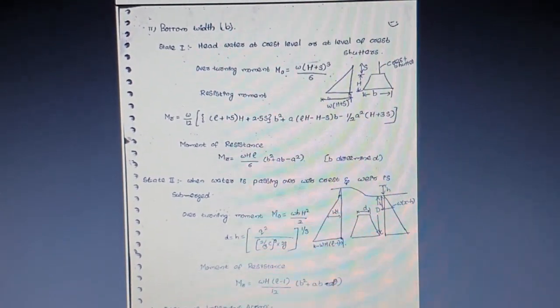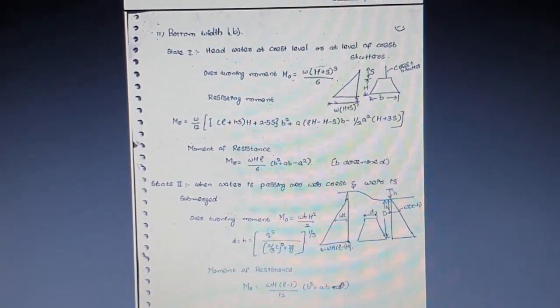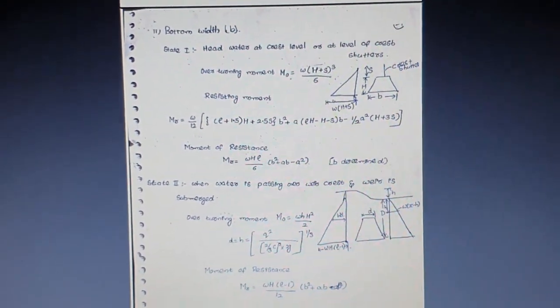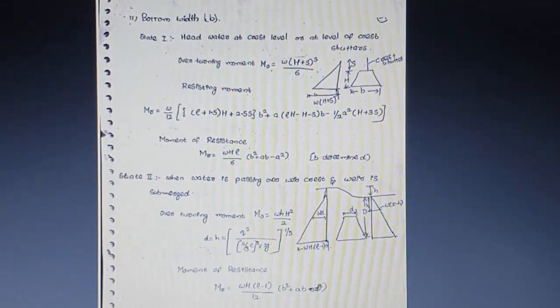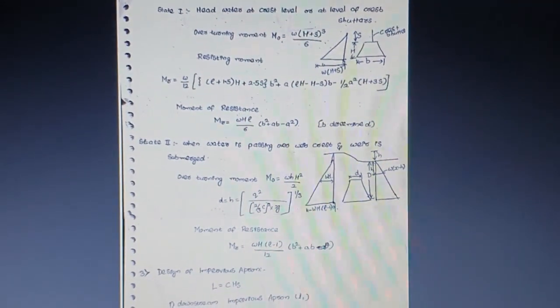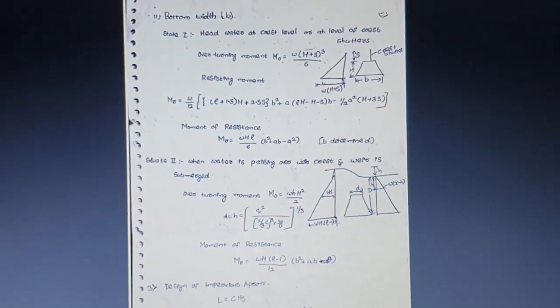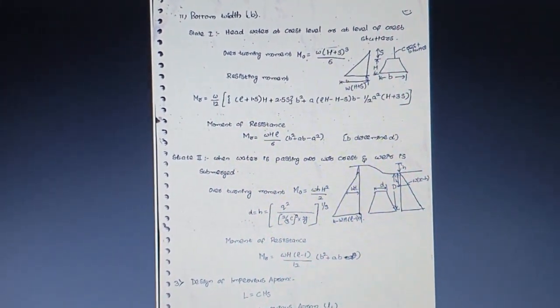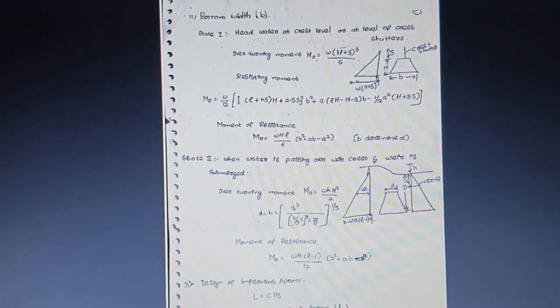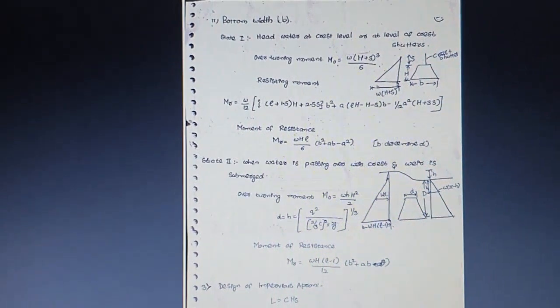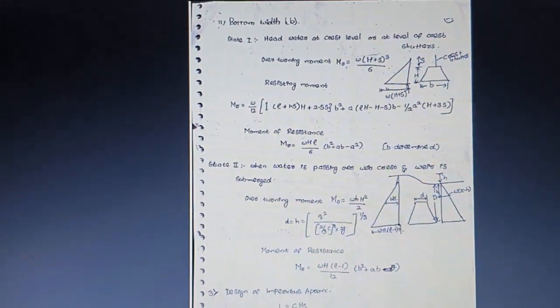So in order to calculate the overturning moment, the formula is W into (H plus S) whole cube by 6. And in order to calculate the resisting moment, that is MR is equal to W by 12 into (rho plus 1.5) into (H plus 2.5 S) into B square plus A into (rho H minus S) into B minus 1 by 2 into A square into (H plus 3S). That is the moment of resistance.